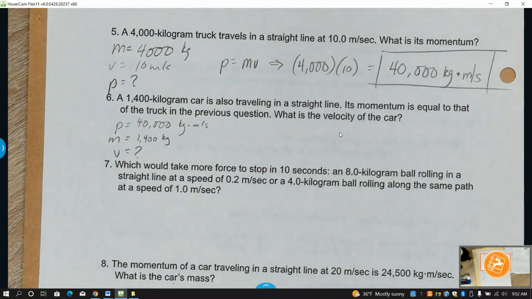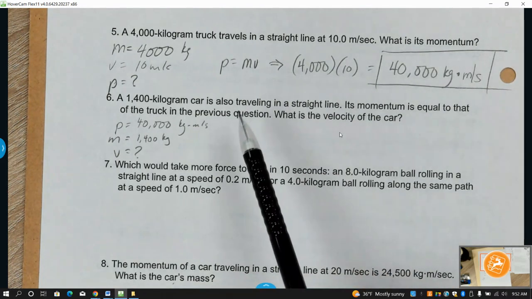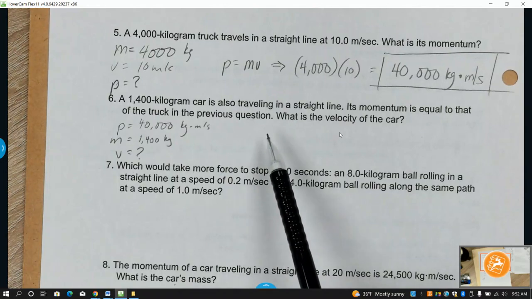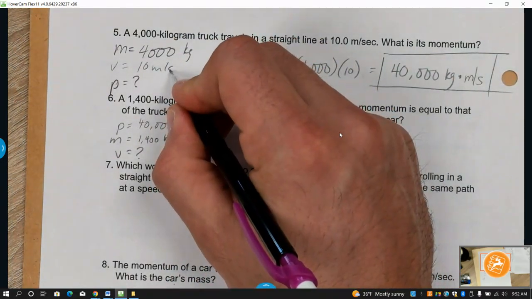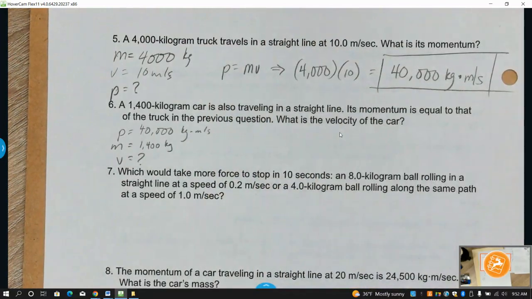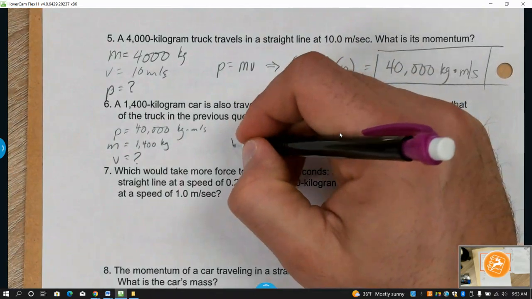Wait a minute. Can a truck and a car have the same amount of momentum, even if the truck is heavier? How? Yeah, it needs to be moving faster. So do you think, right off the bat, your answer for the velocity should be more or less than 10 meters per second? More. All right, so you definitely know it's got to be more. If it comes out less, we did something wrong.